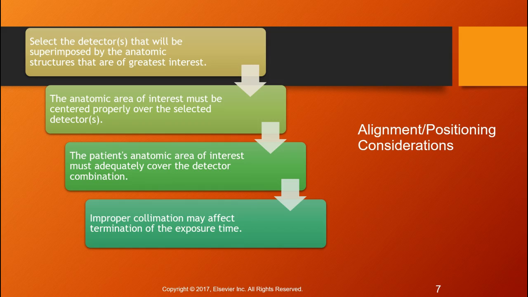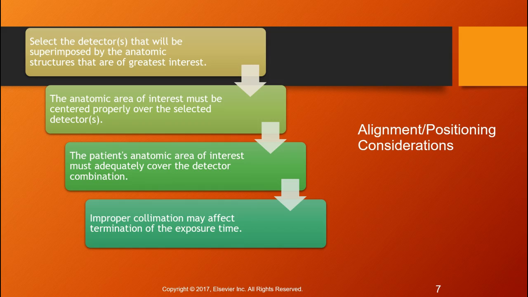However, a lot of patient positionings are tricky. And if your patient isn't positioned correctly, you as a radiographer are going to have to determine which cells should I be using based on my patient's position? Or should I not use cells? Should I use a manual technique? These are things you need to know and take into consideration when you are using an AEC system. So number 1 is select the detector that will be superimposed by the anatomical structure that is of interest. That anatomic area of interest must be centered properly over the selected detectors.